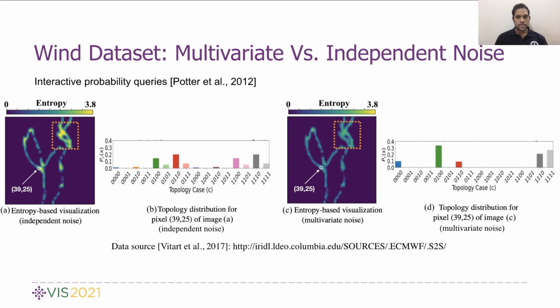In image C, the entropy or uncertainty values for the multivariate noise assumption appear to be reduced compared to the corresponding independent noise assumption in image A. We also investigate the topology case probability distributions for the two images for a specific pixel, 3925, in images B and D. The topology becomes more deterministic for the multivariate noise assumption when compared to the independent noise assumption.